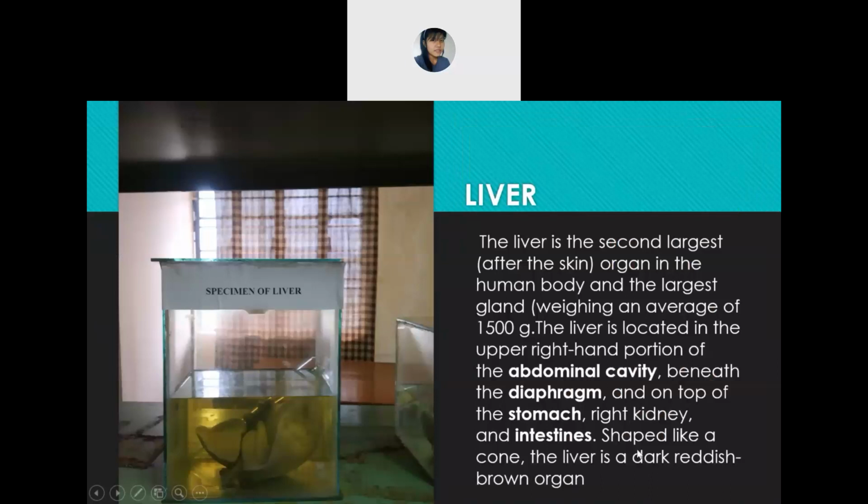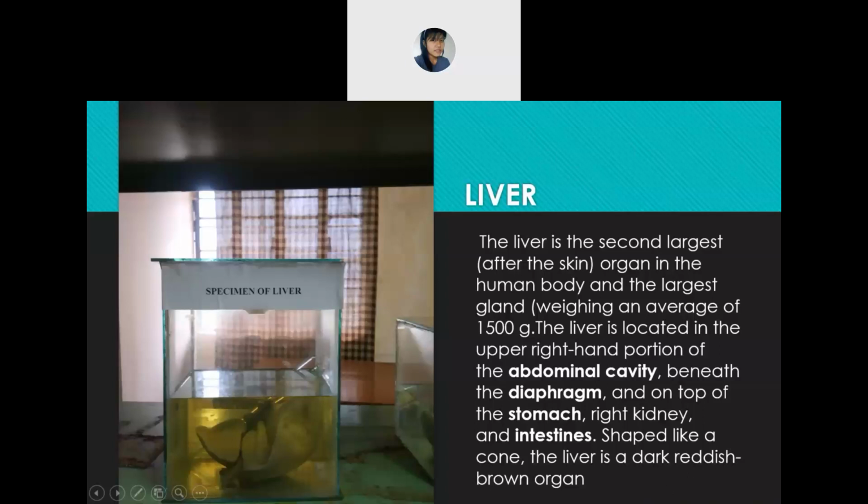And the shape of the liver is somewhat triangular. What is the color of the liver? It is a dark reddish brown organ. Reddish means somewhat like red. R-E-D-D-I-S-H. Please see the spelling carefully, because some students write reddish like the vegetable radish. So please see the spelling carefully. Reddish, and it is brown in color.